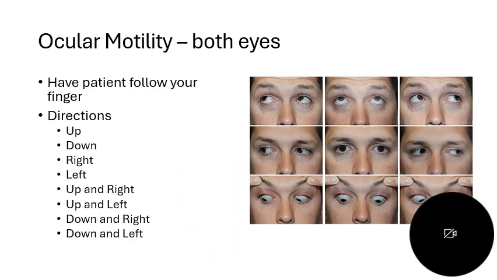The next test is ocular motility. This is done typically with both eyes open. You have your finger in front of the patient in the center, and then you tell the patient to follow your finger and you have them look up, look down. Go back to the center, look right, look left. Go back to the center, look up and right, center, up and left, center, down and right, center, down and left, center. And you can see on the right hand side an image of what a person with normal ocular motility is able to do looking in all of those positions.